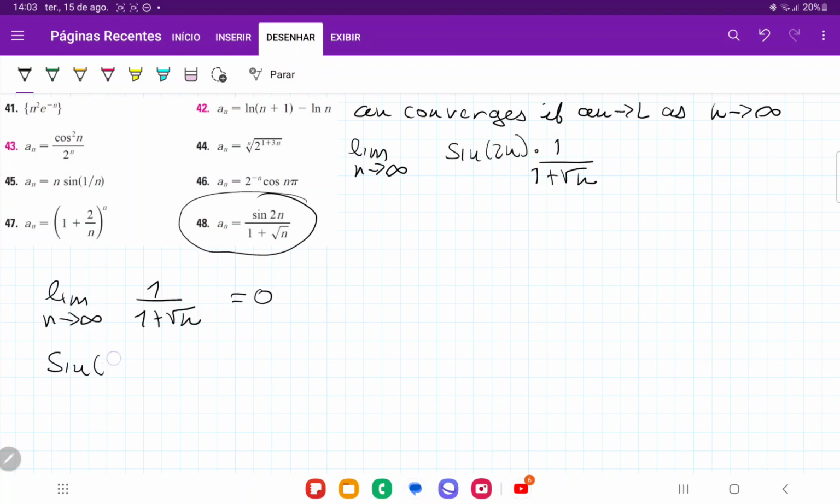But what about sine of 2n, the limit as n approaches infinity? How does this behave? Well, if we plug in n equal to 1, it's going to be sine of 2, sine of 4, sine of 6, and so on. And if we evaluate it at infinity, it doesn't actually get anywhere, because sine oscillates between -1 and +1. So it takes up all the values between -1 and +1.